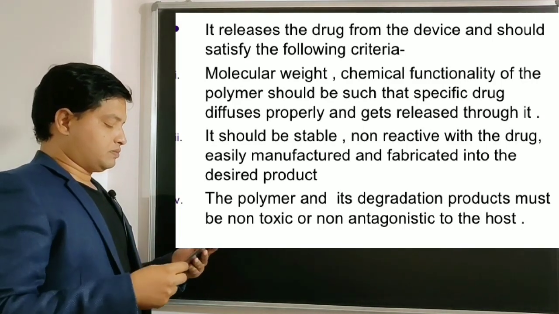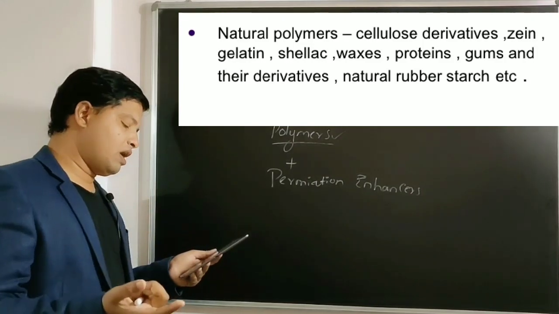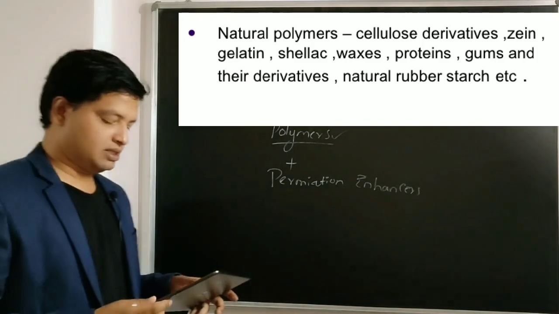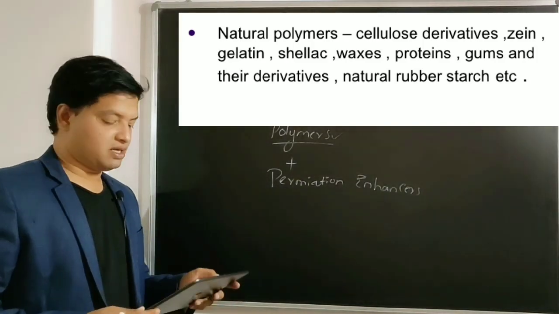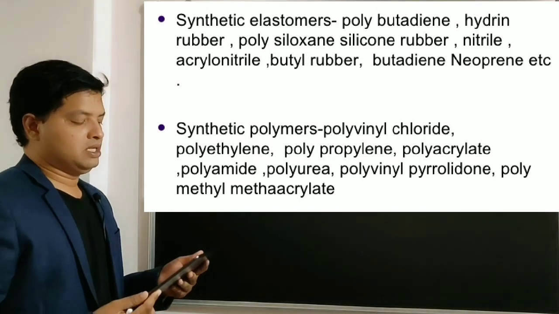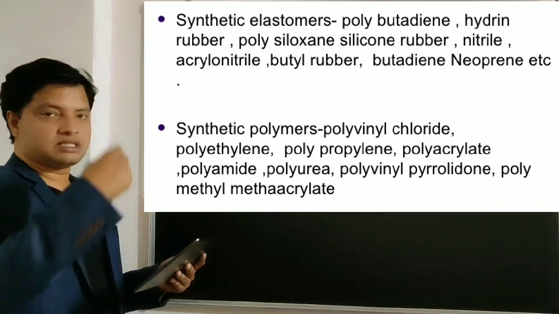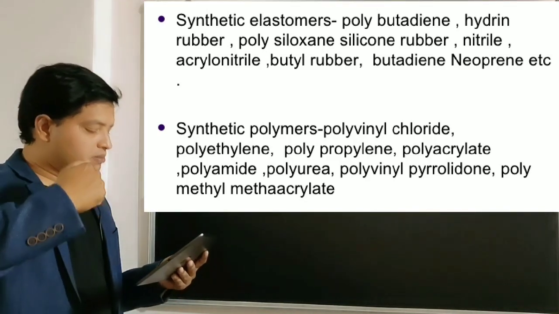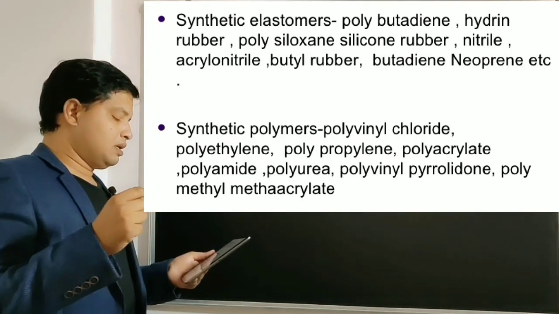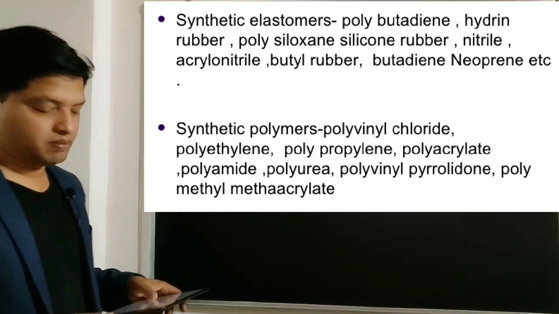Okay, next, what are the examples of the polymers we are using there? The natural ones: we have cellulose derivatives, zein, gelatin, shellac, wax, gums, etc. Synthetic: we have polybutadiene, hydrin rubber, polysiloxane, silicone rubber, etc. And also synthetic elastomers. Synthetic polymers: we have polyvinyl chloride, polyethylene, polypropylene, polyacrylate, etc., to be used in the transdermal drug delivery system.